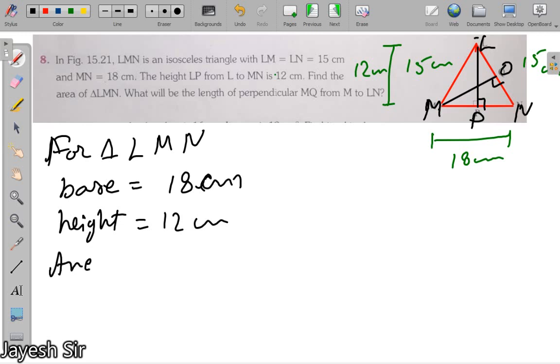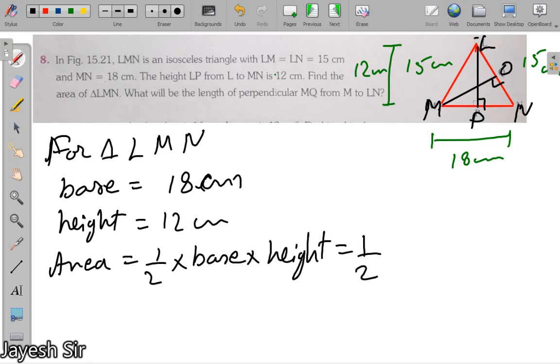So area will be equal to half into base into height. That is half into base 18 into height 12. Okay, so 2 sixes are 12, and 6 eights are 48, 6 ones are 6, so 108 centimeter square. So that becomes the area of this triangle.